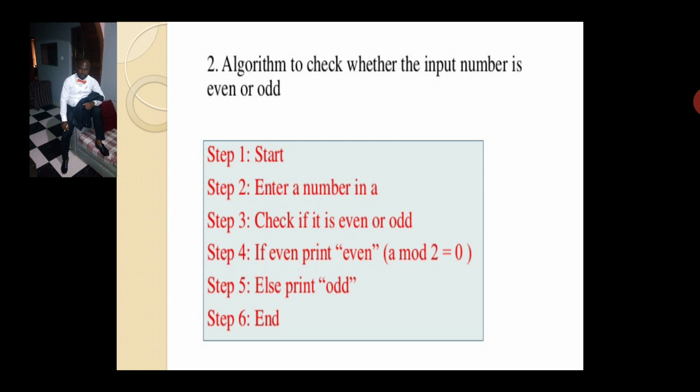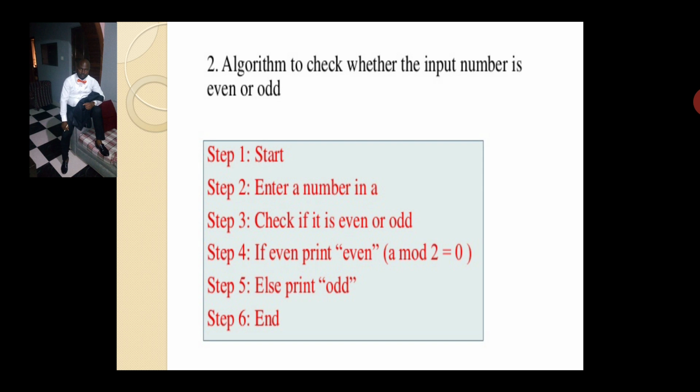So use this condition to test whether it's even or odd. That's why we have A mod 2 equals 0. And I told you that mod simply means remainder after integer division. So if the remainder here is 0, it simply means that the number is even. Then if the remainder is not 0, it means that the number is odd.